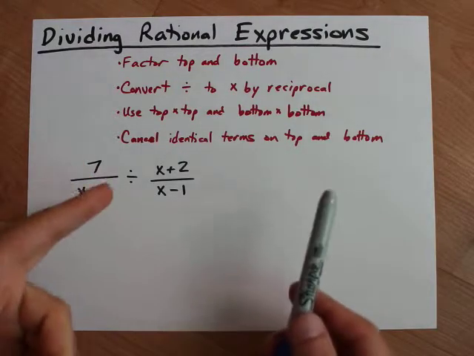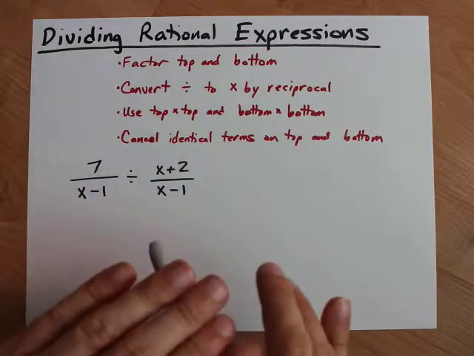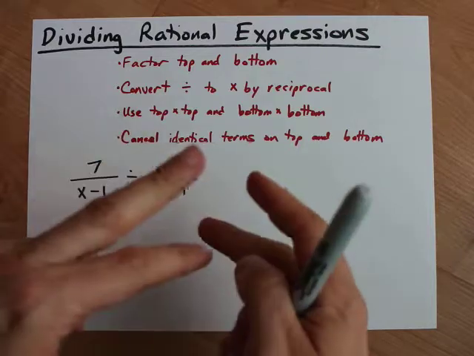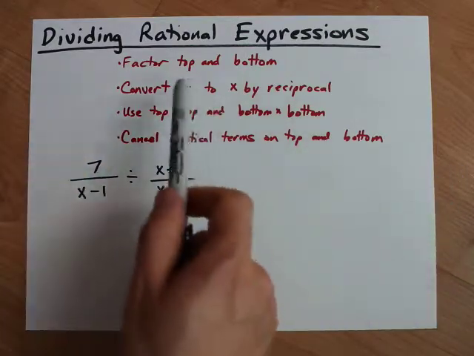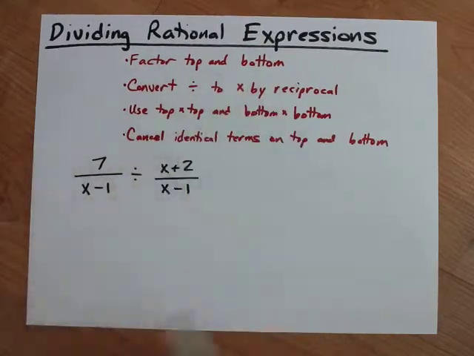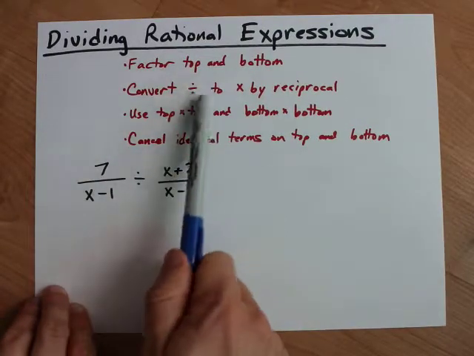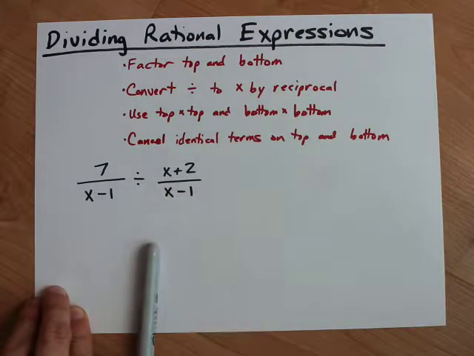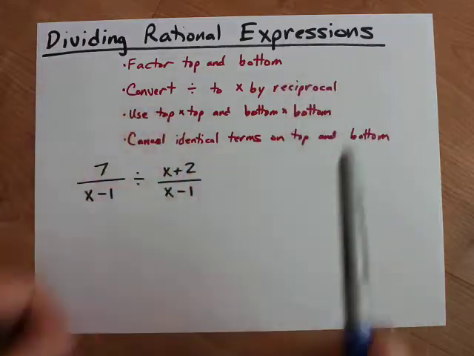Hey, dividing rational expressions ain't no thing as long as you can multiply rational expressions and you understand that division and multiplication are inverse operations. That's fancy words for you can convert division to multiplication as long as you take the reciprocal of the fraction. You're still going to factor the tops and bottoms. You're going to convert division to multiplication as long as you take the reciprocal of the second thing. Use top times top and bottom times bottom and simplify just like for multiplication.